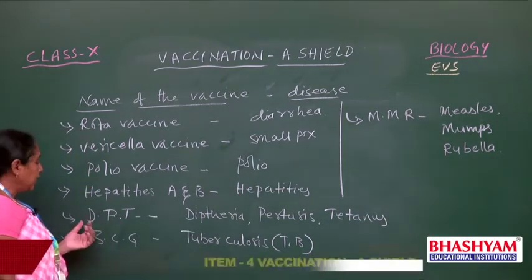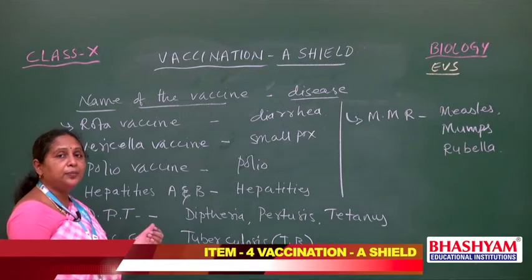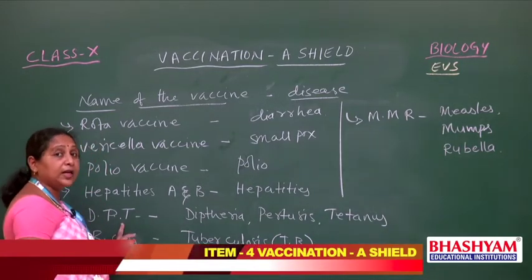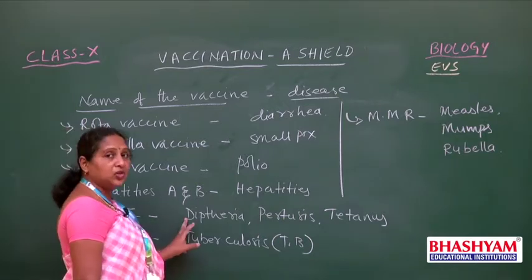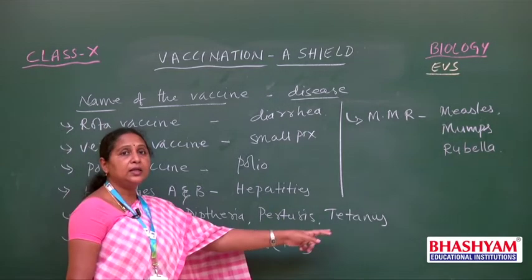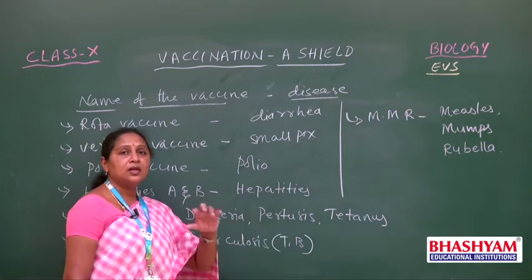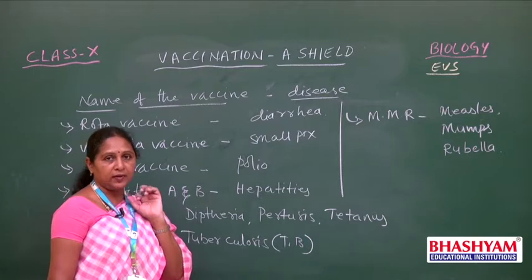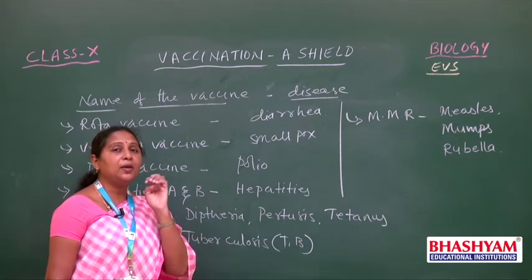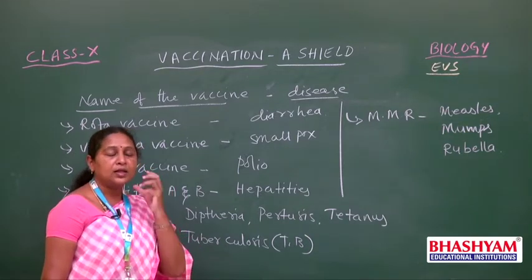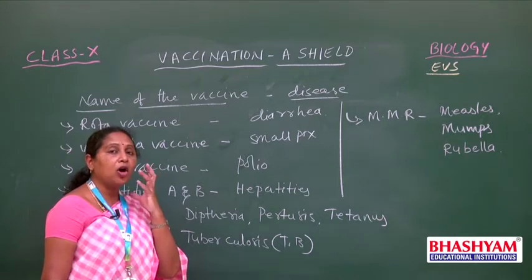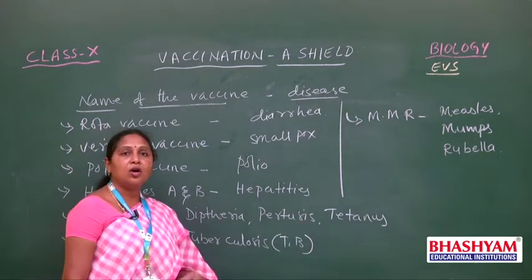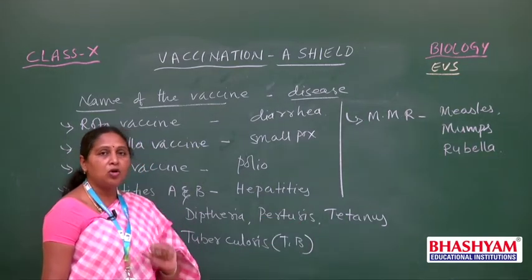DPT is otherwise called a triple antigen, because one vaccine protects the child from 3 dreadful diseases, that is diphtheria, pertussis and tetanus. Tetanus means the germ, when it enters the mouth part, affects the salivary glands. So the jaw gets stuck. The jaw may be fixed. They are not able to open their mouth. That is why tetanus is otherwise called lockjaw. The jaws are locked.